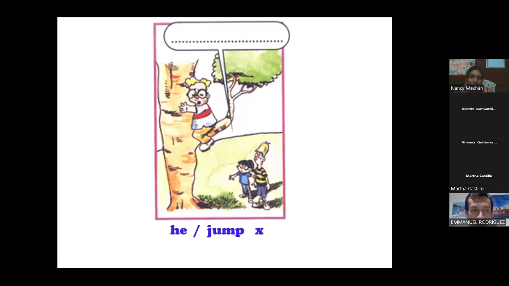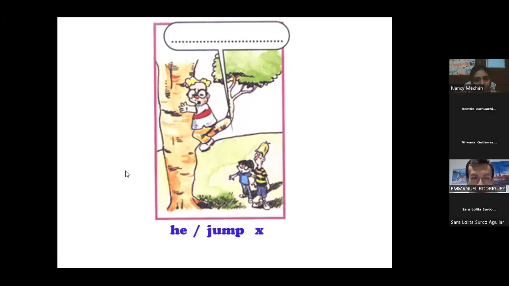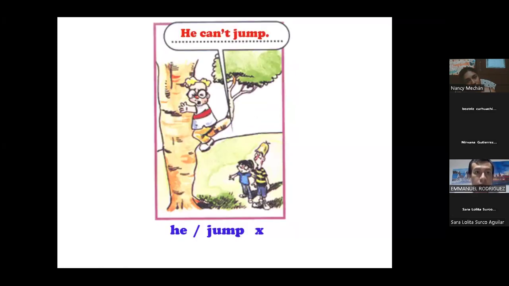I need a volunteer to tell me the sentence, affirmative, negative, or interrogative. Sara Lolita. Yes. Okay. Good evening. You tell me the sentence. Write the sentence according to this picture. Can't... Let's check if it is correct. We check. And it says the correct one: He can't jump. Okay. He can't jump.